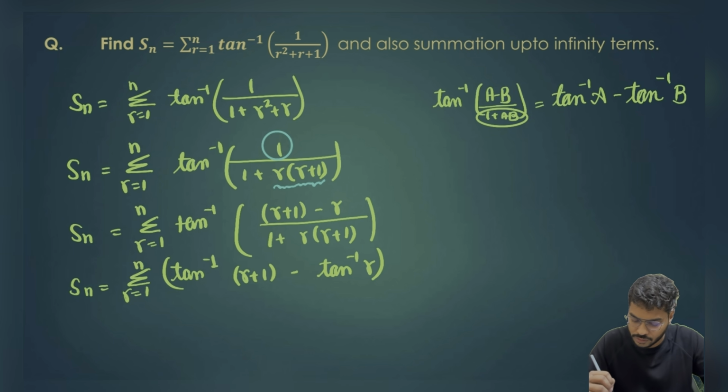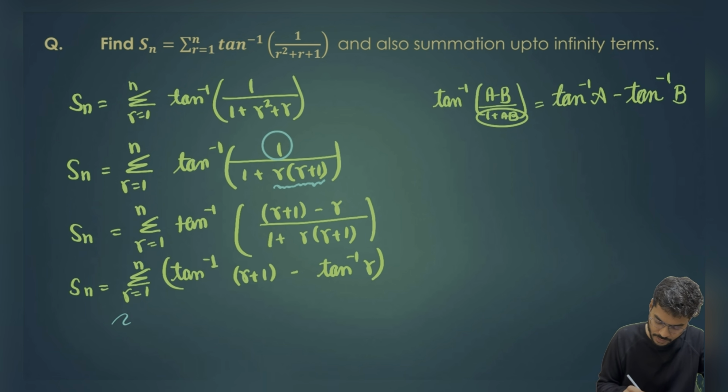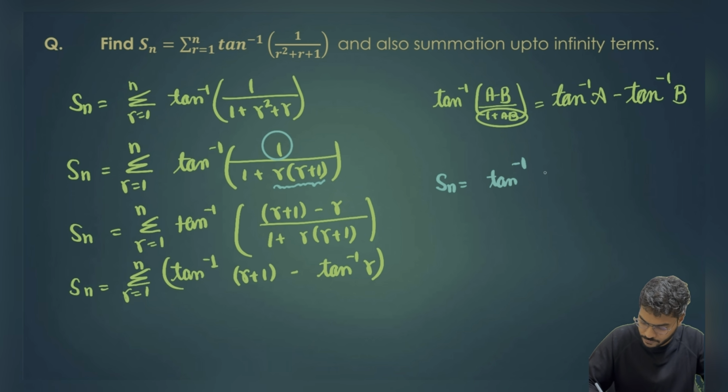Is it correct? Which formula did I use? I used the first formula, which is nothing but tan inverse (a minus b upon 1 plus ab) is nothing but tan inverse a minus tan inverse b. So I converted the term into a difference of two inverse trigonometric functions. Now I will put all the values one by one. If I put the first value, I will get Sn as tan inverse (1 plus 1), which is 2, minus tan inverse 1.